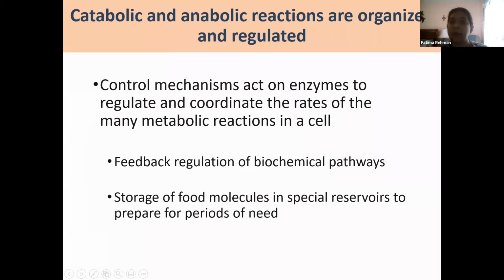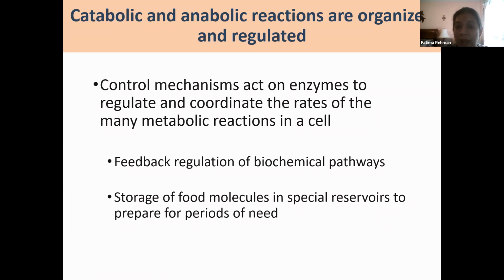So the catabolic and anabolic reactions are, like I said, usually coupled and organized so that they can be both regulated and maintained at the level that we need. They are inbuilt control systems that allow the enzymes to regulate and coordinate the rate of our metabolism and the individual metabolic reactions happening in the cells. And they automatically provide a feedback regulation for our biochemical pathways.